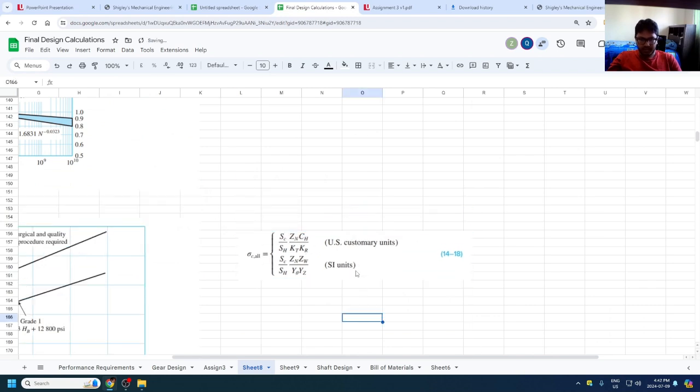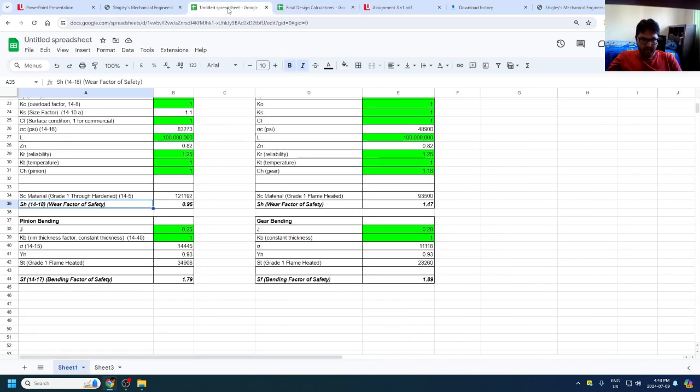Equation 14-18, which is right here, to calculate the safety factor. The safety factor is actually SH, so this is the safety factor, and I rearranged it with all these values that we have. So we have the contact stress, we have all these, and we can get the factor of safety, 0.95. Same thing for the pinion.